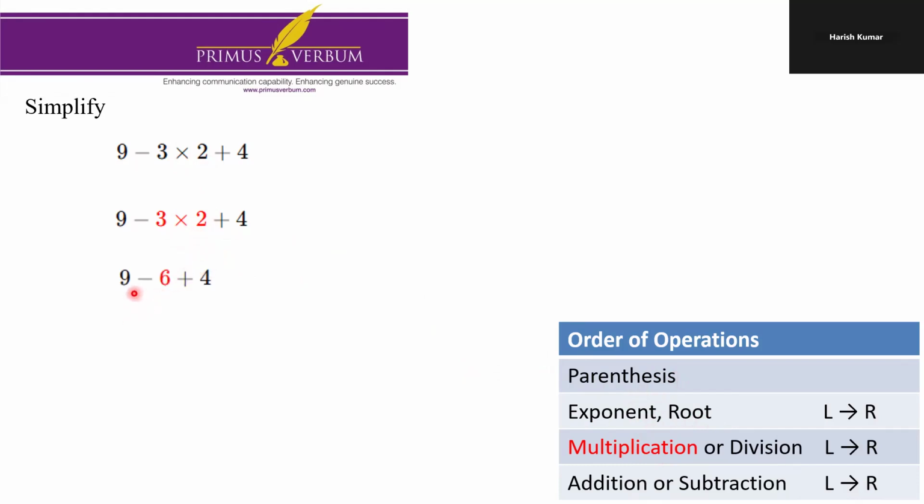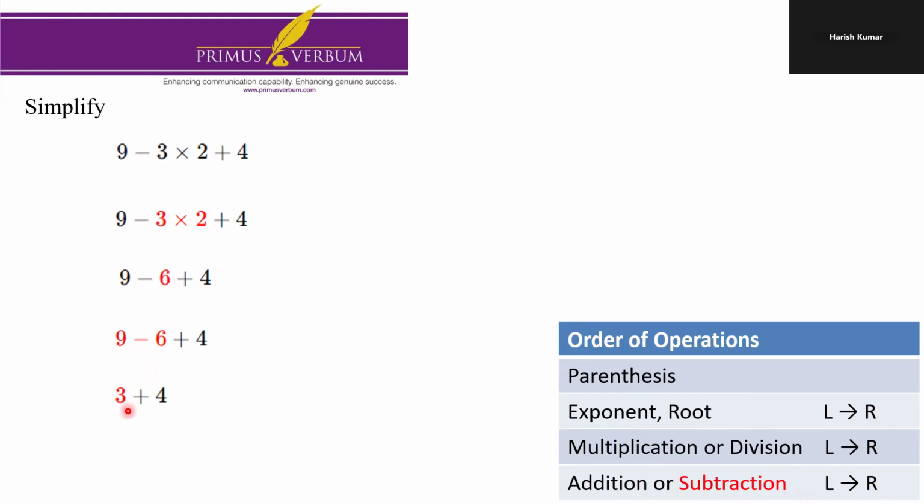So now the expression becomes 9 minus 6 plus 4. Now we have a subtraction operation and an addition operation. So we have both these operations which are of equal priority. And when you find operations of equal priority, you go from left to right. So the next step is going to be 9 minus 6. And that gives us 3.